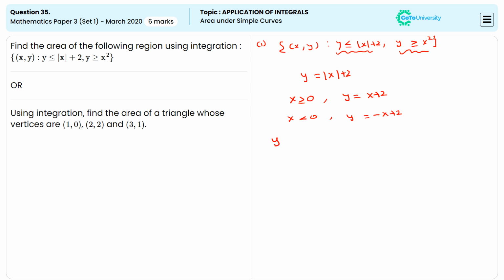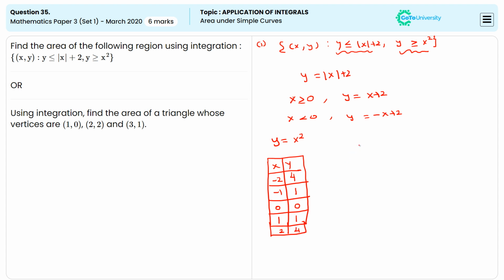Let us get the coordinate points for drawing the parabola y equal to x². We take values of x and y for drawing the graph. Let us take x as minus 2, minus 1, 0, 1, 2. If x is minus 2, then y is 4; x is minus 1, y is 1; x is 0, y is 0; x is 1, y is 1; x is 2, y is 4.